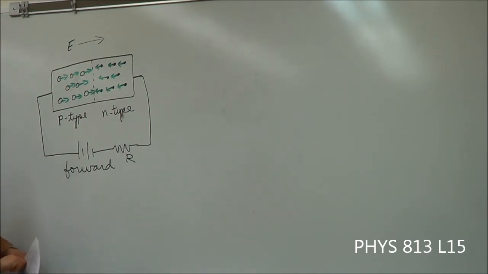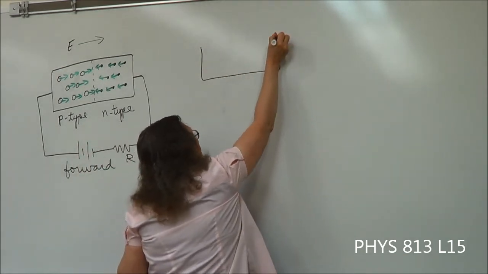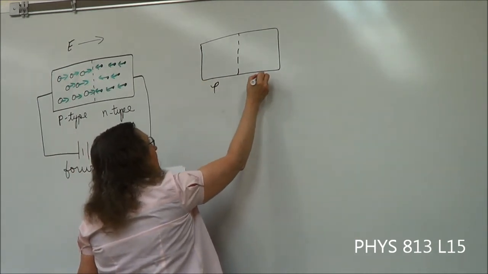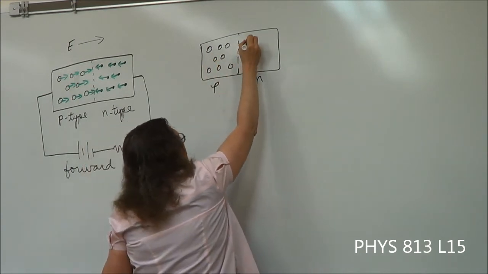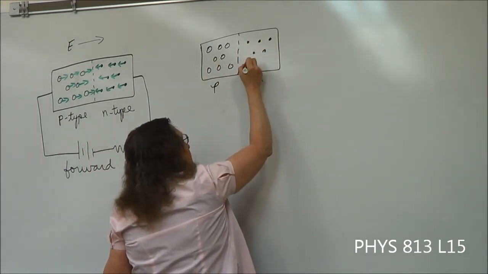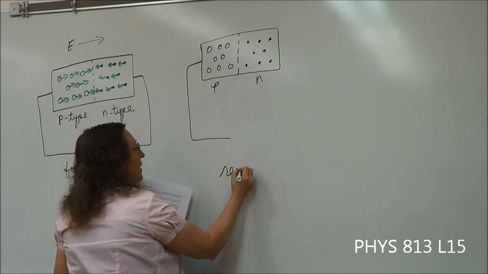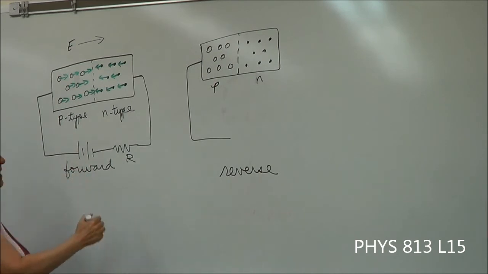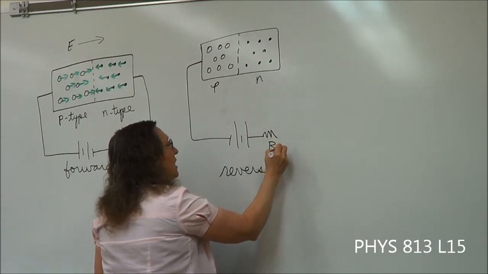So the next step is to look at reverse bias, and I'm going to leave that one there and draw another picture over here. So I have our junction. I'm going to leave this as P and this is N. So we have the holes, we have the electrons, and then we're going to apply the battery, the potential difference, the other direction. So we'll have the positive side on the right. There's our resistor.